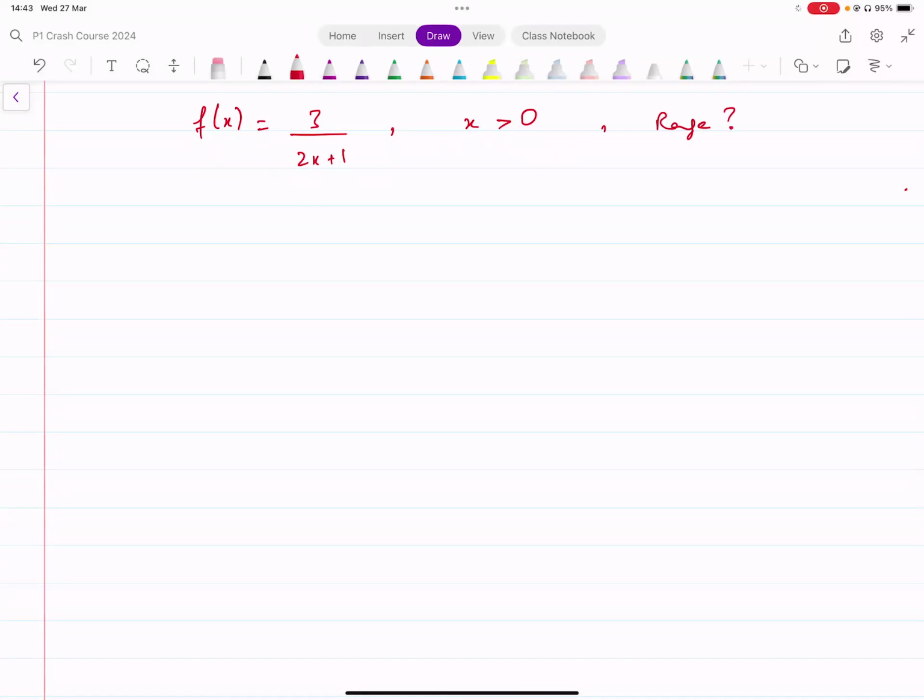X is greater than 0. That's the domain. What about the corresponding range? Let's see how we're going to think about this. Now, you see, domain is x greater than 0. What does that mean? It could be any value greater than 0, right? Any positive value. So if you were to look at the endpoints of this domain, what are the endpoints of the domain?